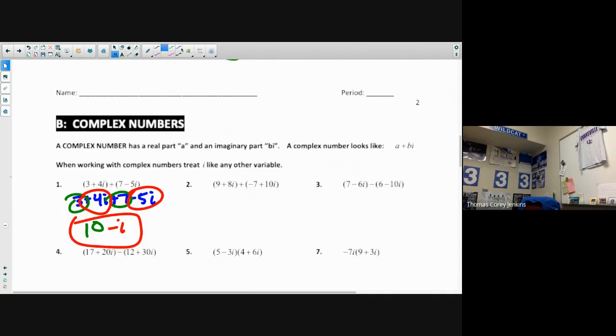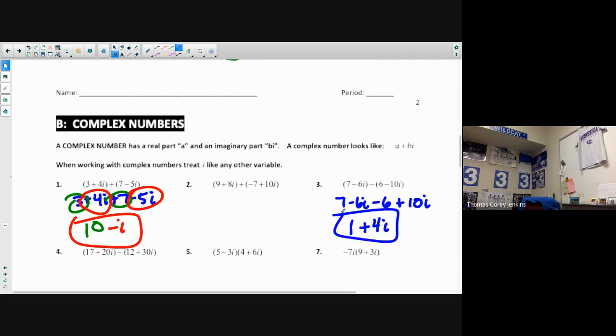All right, so I'll let you do number 2. Number 3 is a little different because here you need to distribute that negative. So this one is like 7 minus 6i minus 6 plus 10i. All right, so be careful if you have a minus sign. You've got to distribute that negative. Combine your like terms. 7 minus 6 is 1. Negative 6i plus 10i is plus 4i.